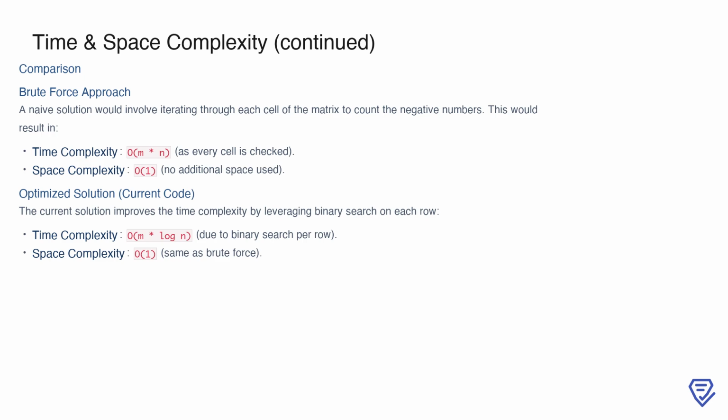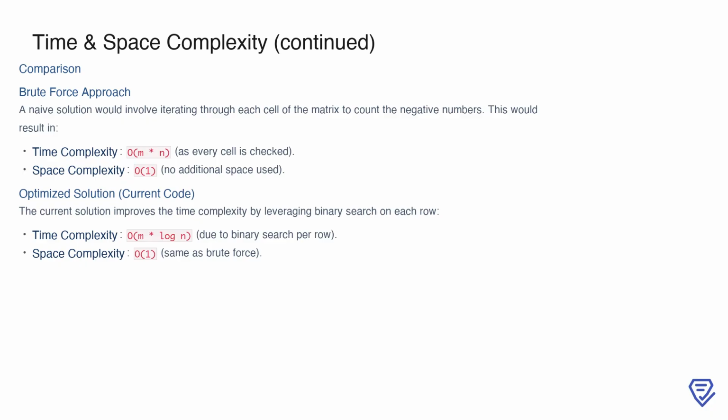When we compare this solution to a brute force approach, we can see significant improvements in efficiency. The brute force method involves iterating through every cell in the matrix to count the negative numbers. This approach has a time complexity of m * n, as every cell in the m x n matrix is explicitly checked. However, it uses no additional space, giving it a space complexity of O(1).